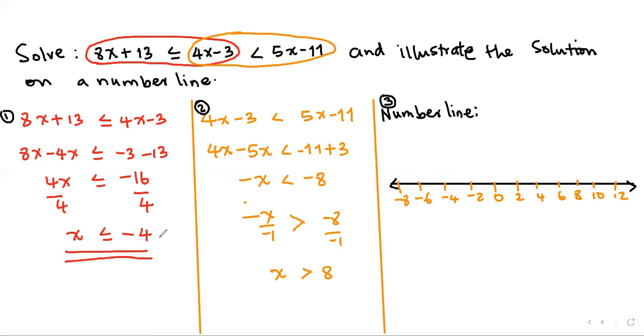So for this one, x is less than or equal to minus 4. So we will go at minus 4. We will use a closed circle, and then we go to the left. Then after that, we will show x is more than 8. So it means that we will go at 8, we use an open circle, and we go to the right.